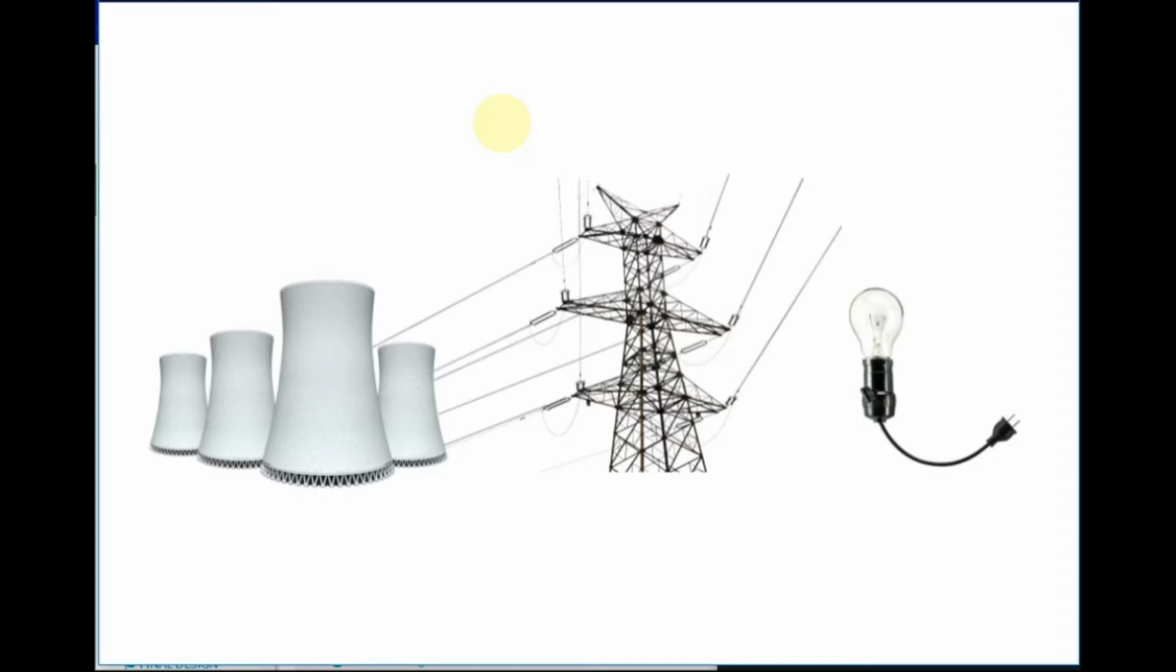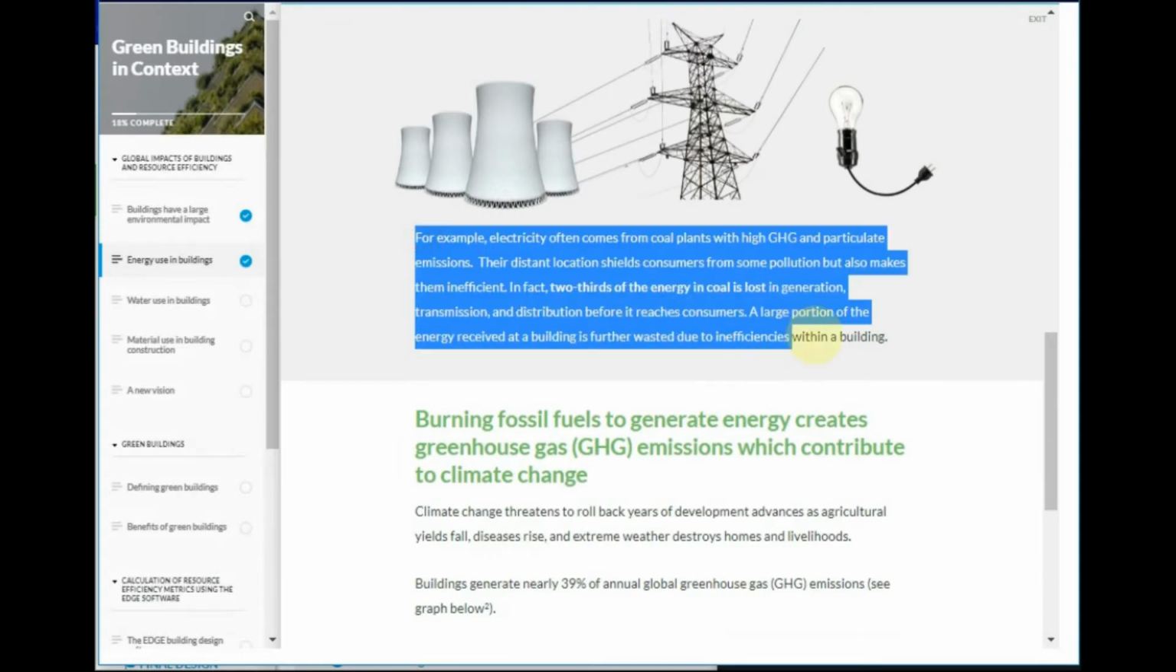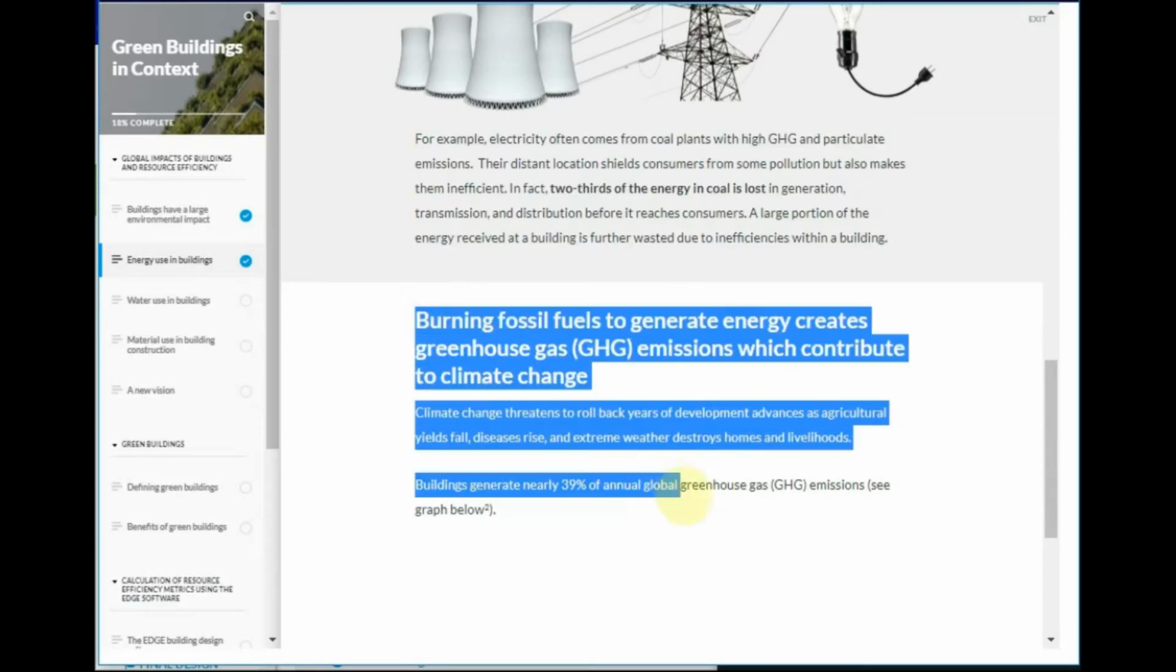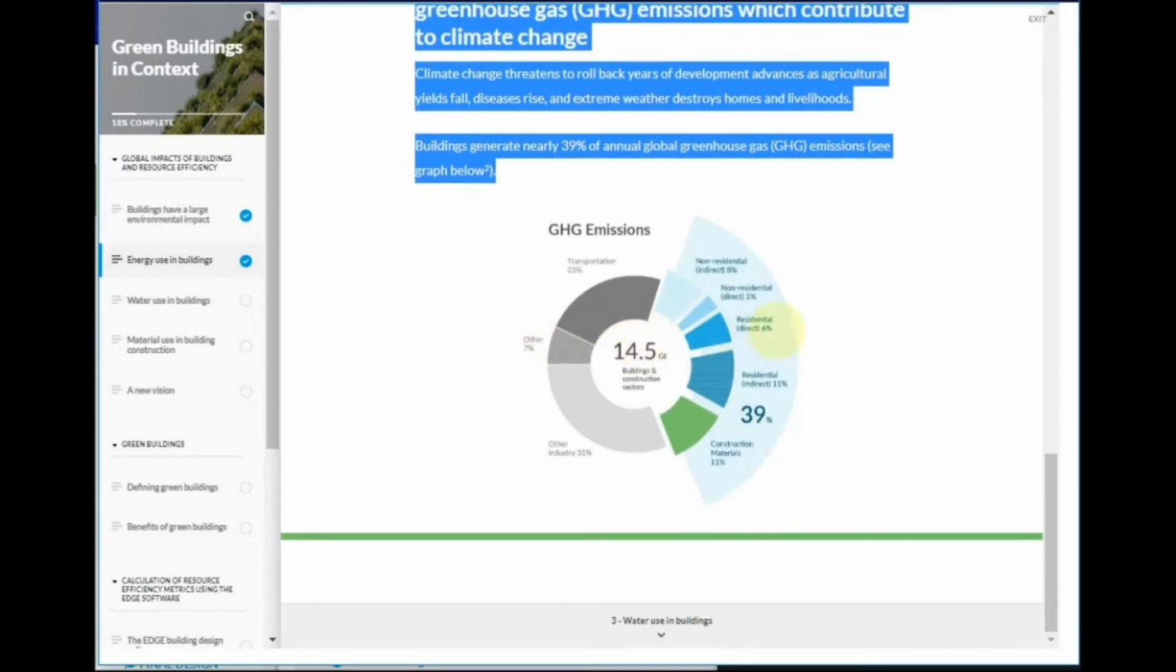Burning fossil fuels to generate energy creates greenhouse gas, GHG, emissions which contribute to climate change. Climate change threatens to roll back years of development advances as agricultural yields fall, diseases rise, and extreme weather destroys homes and livelihoods. Buildings generate nearly 39% of annual global greenhouse gas, GHG, emissions, see graph below.